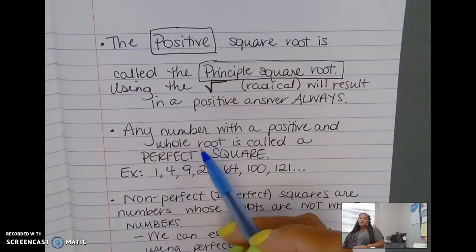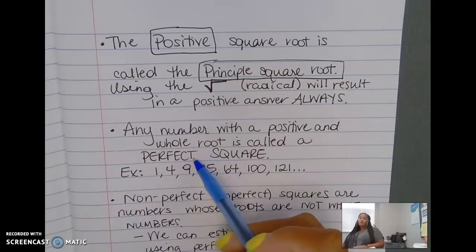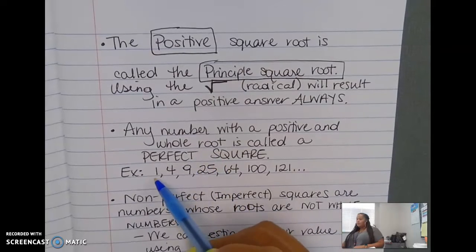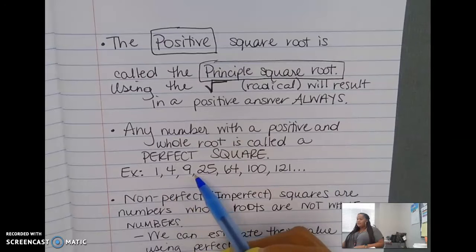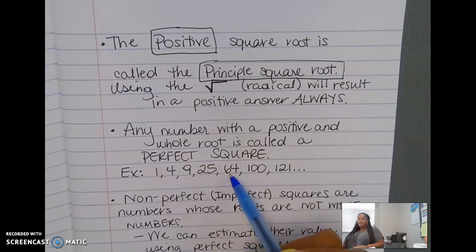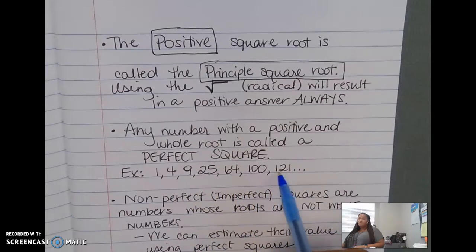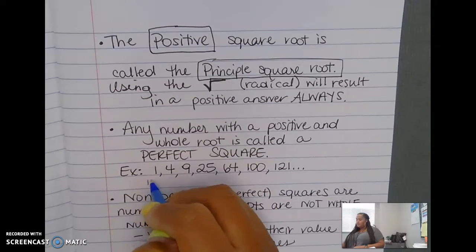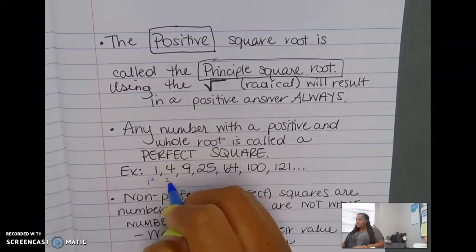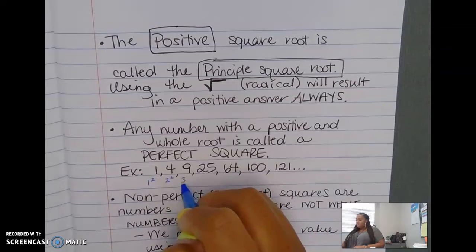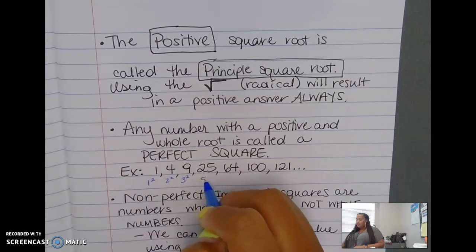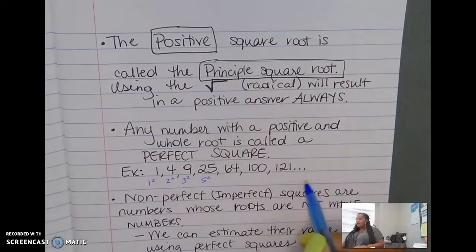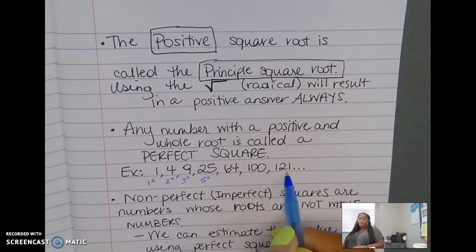Any number with a positive and whole root is called a perfect square. So for example, 1, 4, 9, 25, I skipped 16, 64, I skipped a couple, 100, 121. All of these are perfect squares because this is 1 to the power of 2. This is 2 to the power of 2. This is 3 to the power of 2. This is 5 to the power of 2, and so on. This is 8, 10, and 11. Okay?